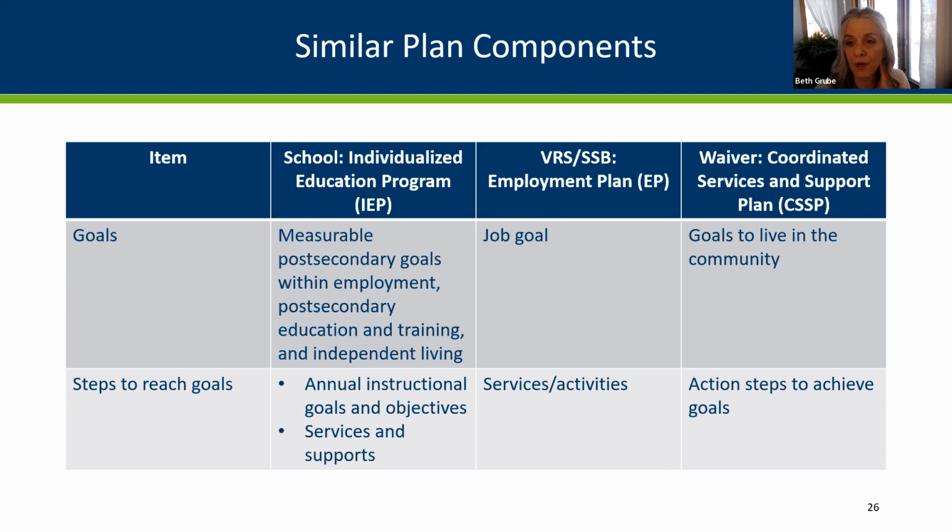All right. So we wanted to make sure we kept this as simple as possible. We didn't want to get too detailed. We know that all of our plans have a lot of information in them, but we really wanted to hone in on that all of us have to address goals and all the steps that are needed to reach those goals. So this is really where we can come together. So you can see on this slide, there are goals of the school, measurable post-secondary goals with employment and post-secondary education and training, independent living. VR has the job goal, and for waivers, really the goal is to help the person be able to live in the community. And then we identify steps to reach those goals: instruction, services and supports for the school. VR is really focusing on services and activities, and waivers are focusing on those action steps to get to those goals as well.